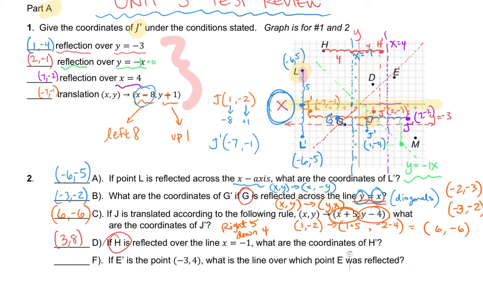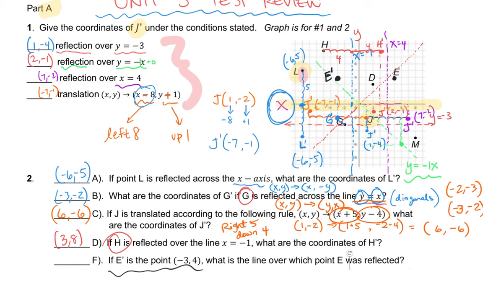And then last up down here, if E prime is the point, what is the line? Ooh, this is a good question. So this is saying, hey, I'm telling you that E prime is at -3, 4. -3, 1, 2, 3, 4. So what did I flip E over to get to E prime?